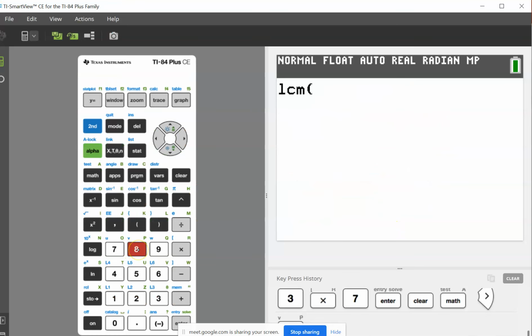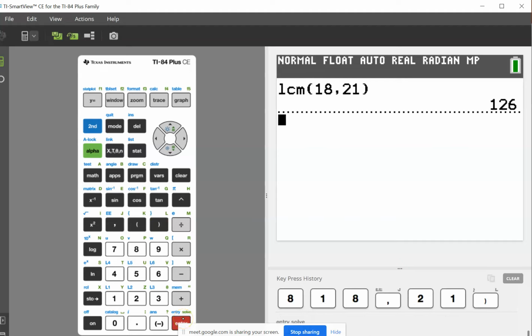So let's choose number 8. I'm going to type in the 18, put a comma in between, and then the number 21. And that gives us the 126. So you can choose which method you prefer. I tend to like the second method.